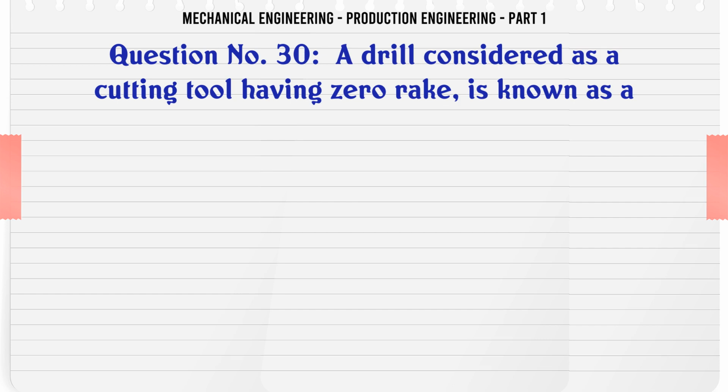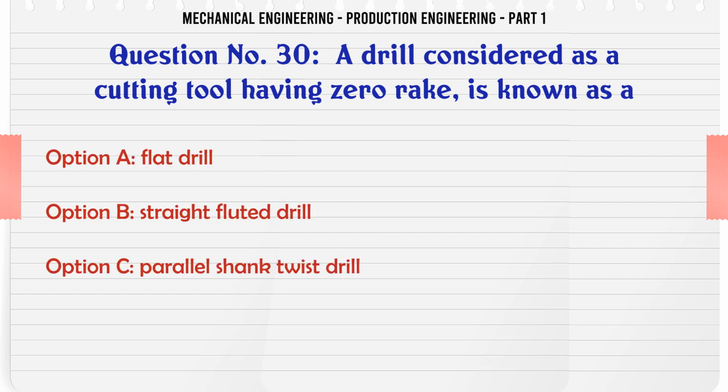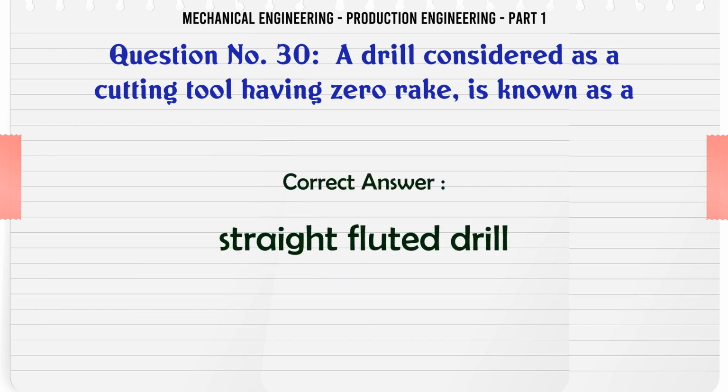A drill considered as a cutting tool having zero rake is known as: A, flat drill; B, straight fluted drill; C, parallel shank twist drill; D, tapered shank twist drill. The correct answer is straight fluted drill.